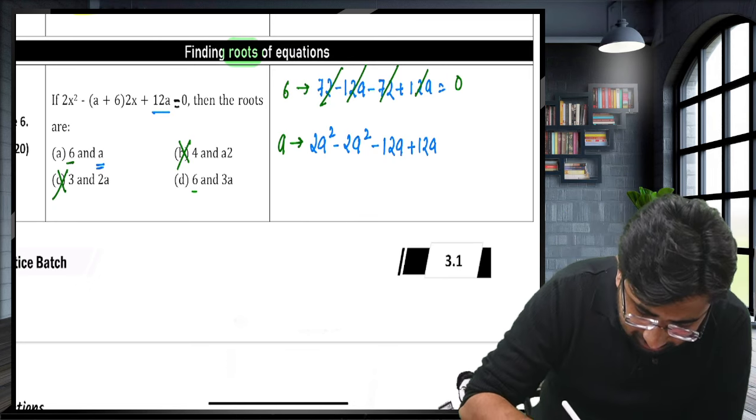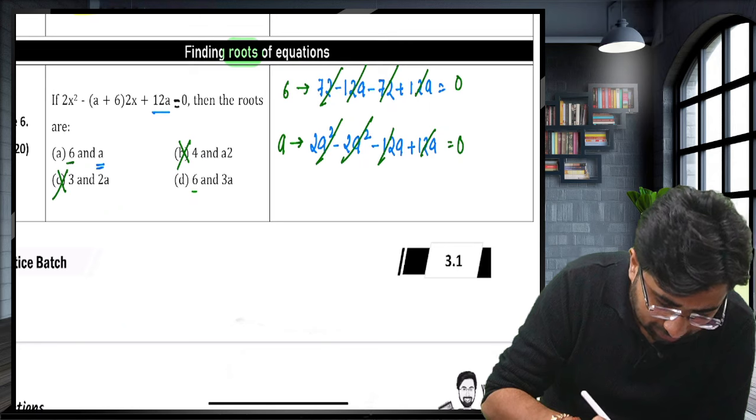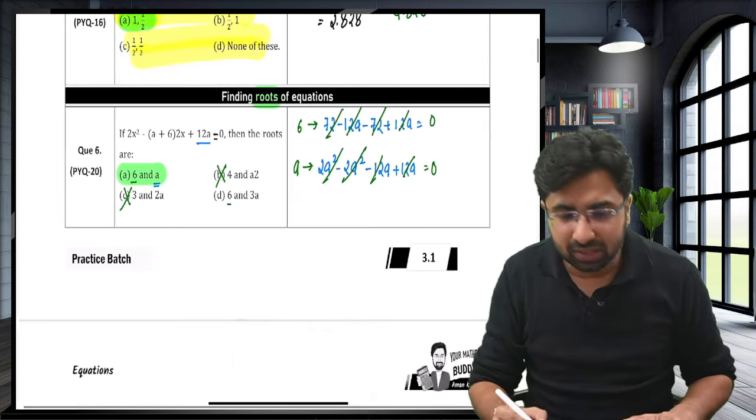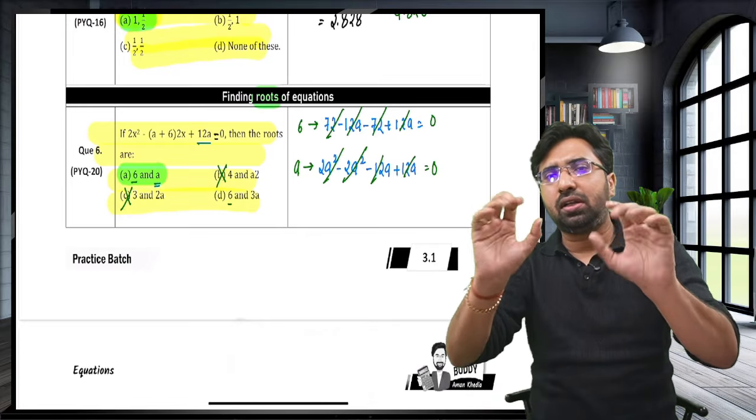Again we are getting LHS equals to RHS. So A is also the answer. It means option A is the answer. Rest all the options are wrong.